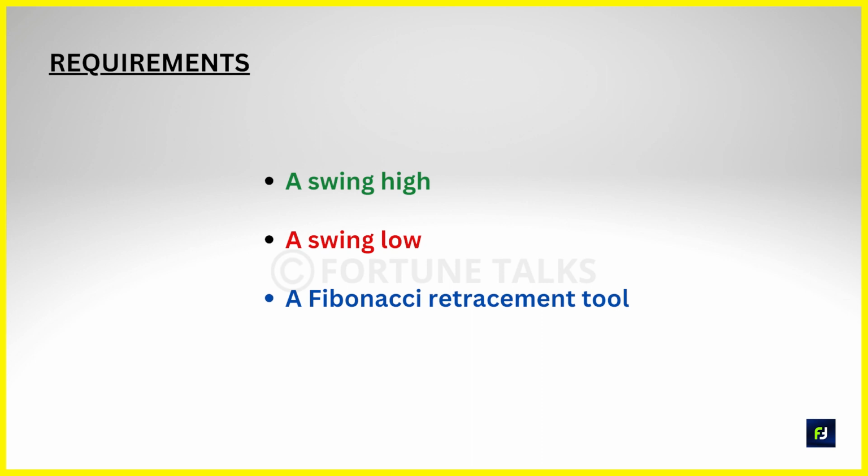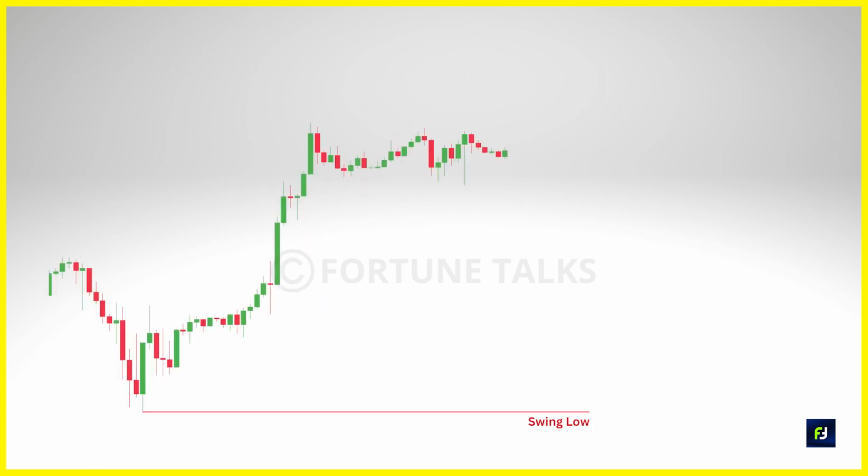For this, you will require three things: a swing high, a swing low, and a Fibonacci retracement tool. If you have watched my video on market structure mapping, you will definitely have a good idea on how to spot swing highs and swing lows in a chart. Here, the price is rallying higher. This is an impulse move towards the upside. The swing low is the lowest point in this entire impulse swing move.